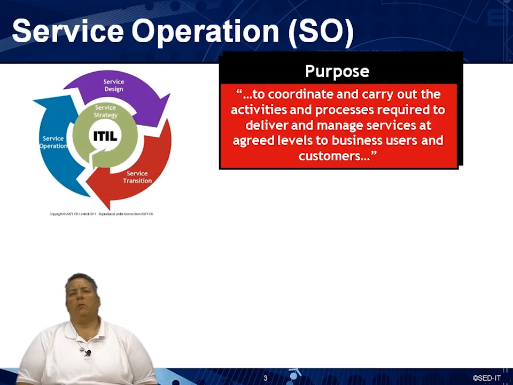All right, so the purpose of service operation, it's to coordinate and carry out the activities and processes required to deliver and manage services at the agreed levels to business users and customers. So coordinate, carry out activities and processes. So we're delivering and managing services. So here is where the customer sees the result of the work that's happened within the service provider organization up to this point. They may not be aware of all the planning, the strategy, the designs, the manipulation of infrastructure and the coordination of the management systems and the development of metrics. They may not understand all of that or even be aware of it. But what they are aware of right now is whether or not they can use that new or changed service.